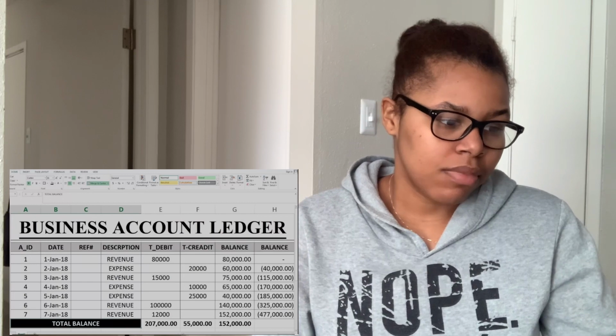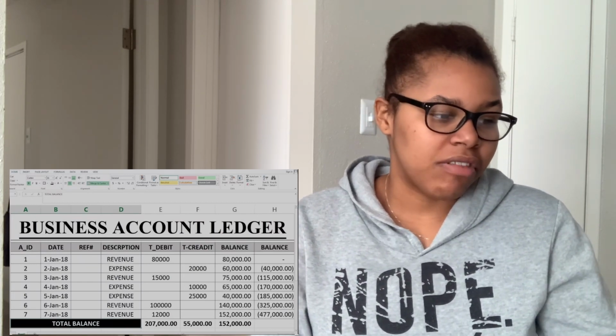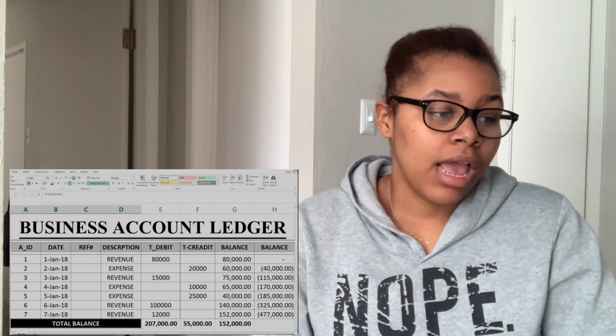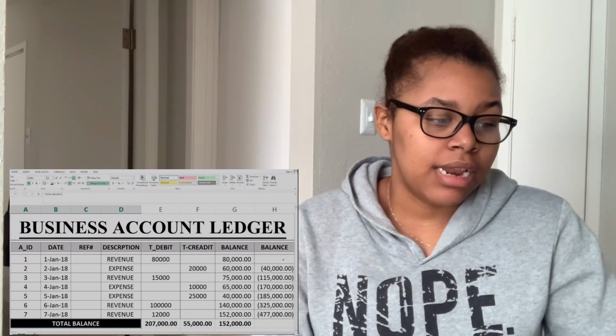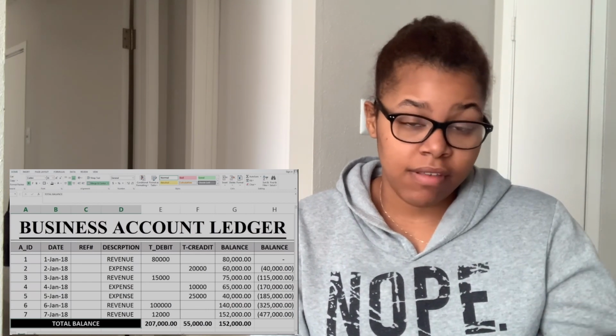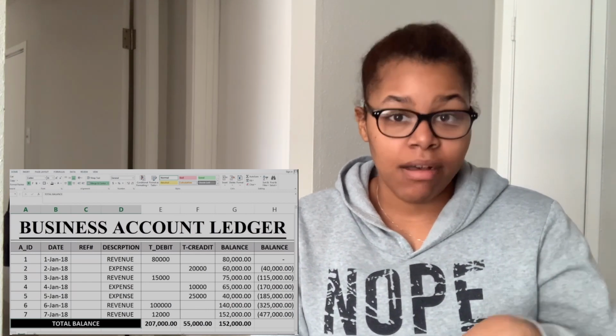So if we look at a basic business account ledger, ignore all the extra details. Just look at description through balance. Very basic. Debits is all the money that goes into the account of said business. Credit is all the money that comes out.